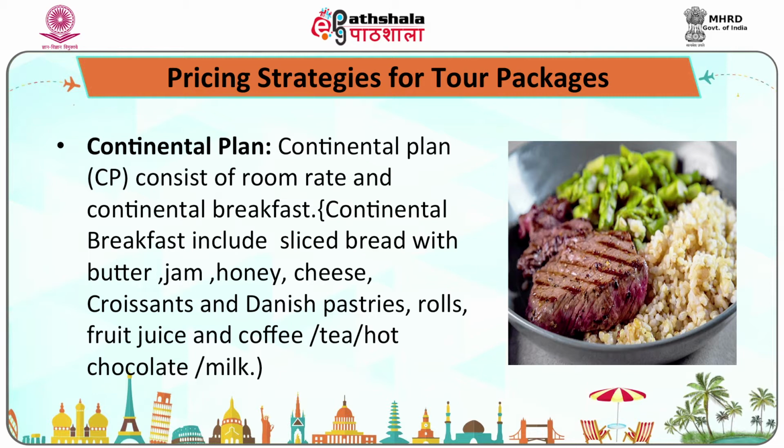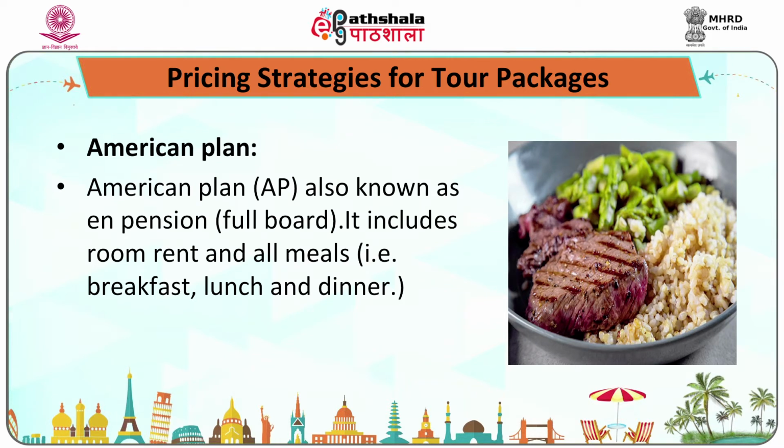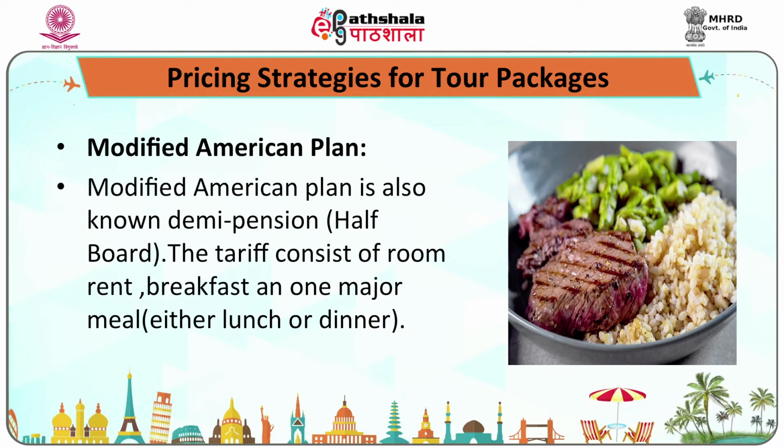American plan, also known as en pension, full board plan, includes room rent and all the three meals, that is breakfast, lunch and dinner. Modified American plan is also known as demi pension, half board plan. The tariff consists of room rent, breakfast and either one of the other meals, that is lunch or dinner.